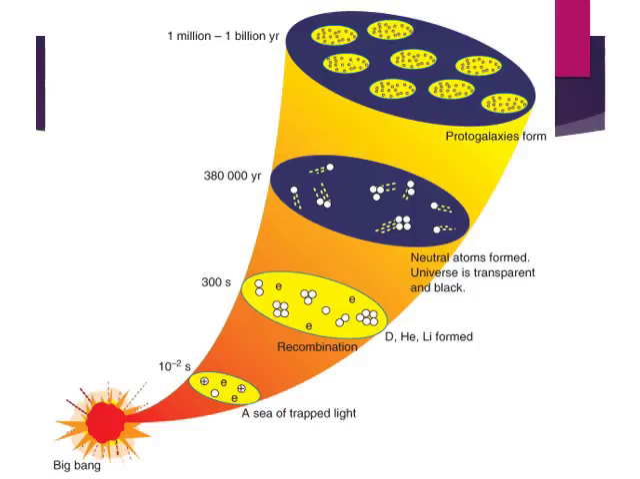At about 380,000 years after the Big Bang, we have neutral atoms. The universe is now transparent and black. And about 1 million to 1 billion years after the Big Bang, we have the formation of proto-galaxies, the precursors of galaxies.